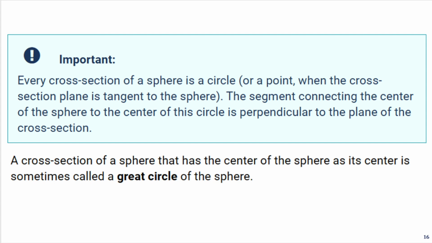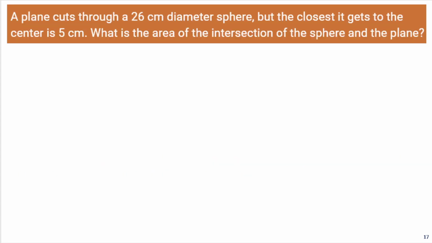Okay, clear? Okay, now let's consider an example question. A plane cuts through a 26 centimeter diameter sphere, but the closest it gets to the center is 5 centimeters. What is the area of the intersection of the sphere and the plane? Okay, again, we can draw a diagram to illustrate the situation here.